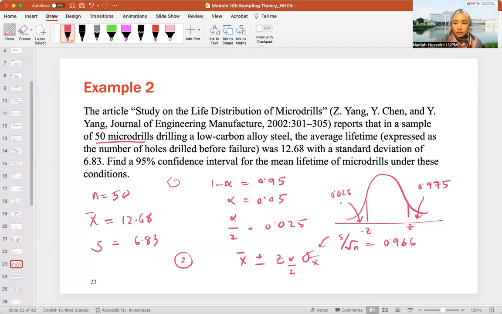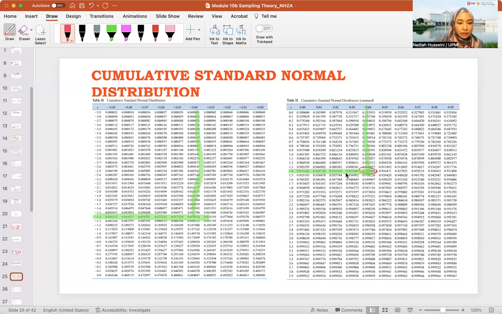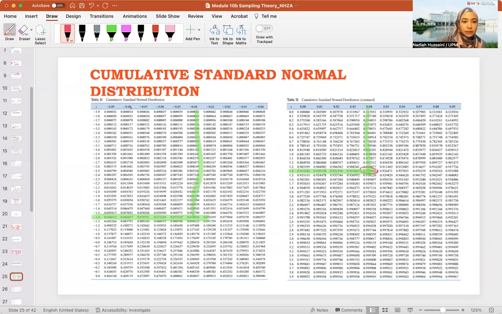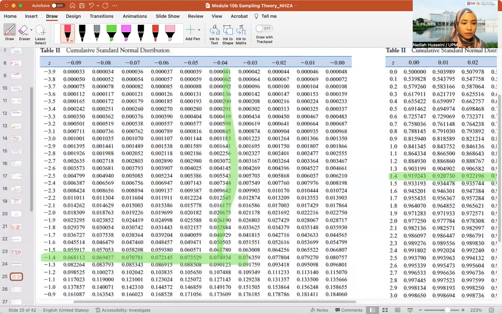0.966. So let's go for our table now. We already found this value. Now we want to find out what this value is. I'm just going to go for the easy one, 0.025. Let's see. 0.025 would be negative Z something. 0.025 would fall here. So it is minus 1.97. 1.97.